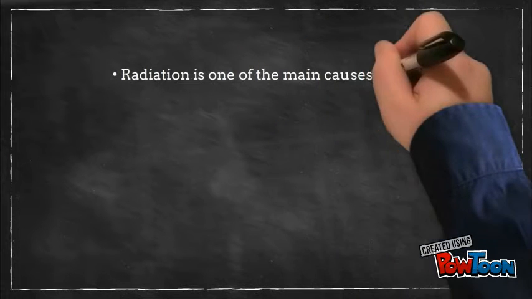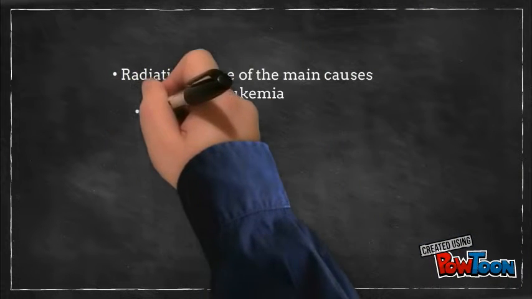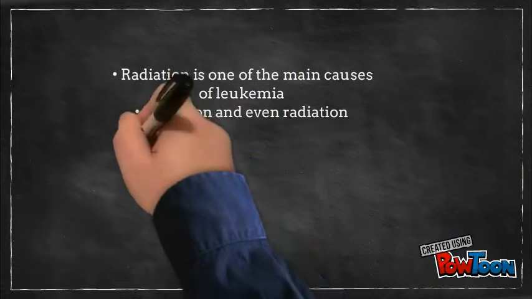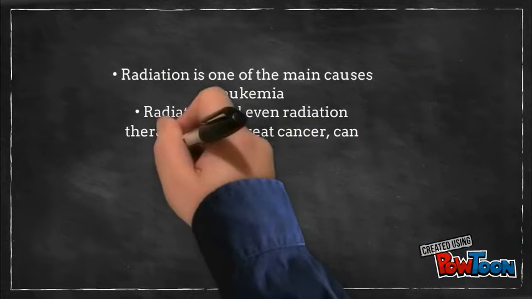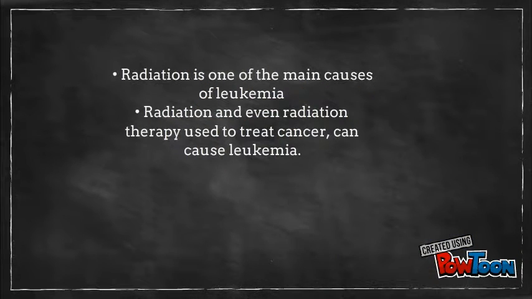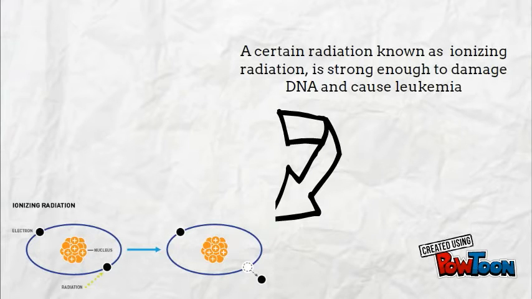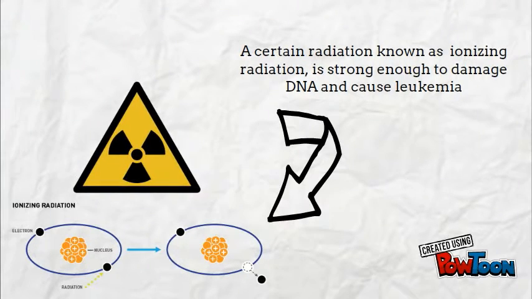Radiation is one of the main causes of leukemia. Radiation, and even radiation therapy used to treat cancer, can cause leukemia. A certain radiation, known as ionizing radiation, is strong enough to damage DNA and cause leukemia.